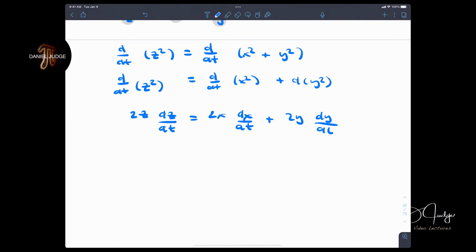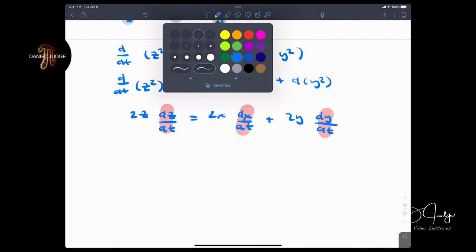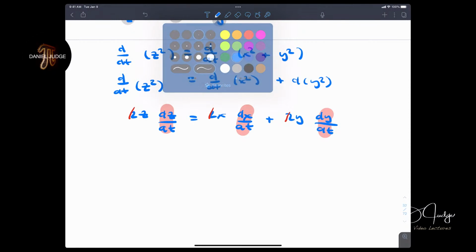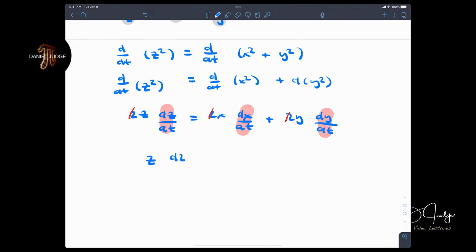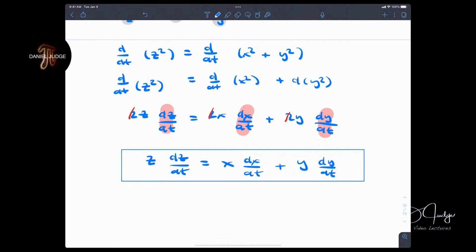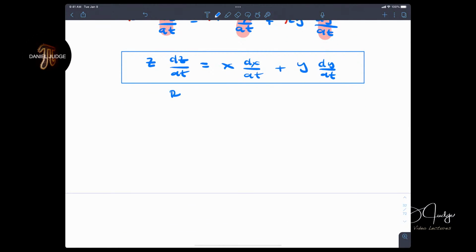Okay, this is the chain portion right here, dt. So in red, by chain rule, dz/dt, dx/dt, and dy/dt. And you can see also that your 2's, if you divide both sides by 2, they cancel. And so we get a related rates equation: z dz/dt equals x dx/dt plus y dy/dt. Here's that related rates equation. And that's what we want to notate here.